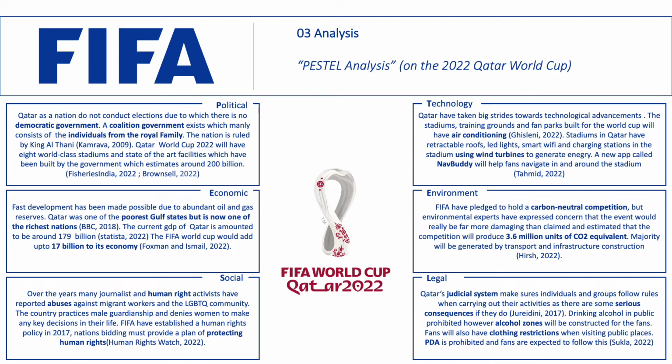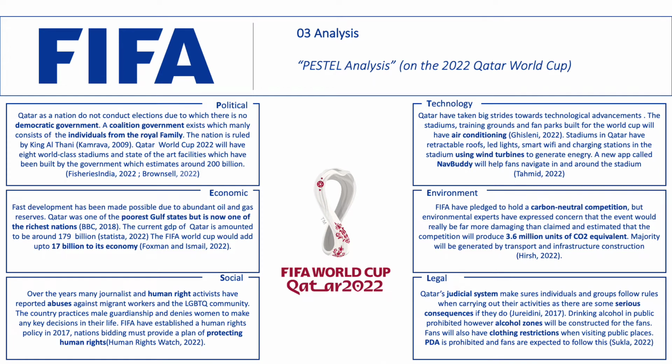After the backlash FIFA faced for giving Qatar the hosting rights for the 2022 World Cup, FIFA established a human rights policy in 2017. Any nation bidding for the hosting of the FIFA World Cup will have to come up with a plan of protecting human rights.